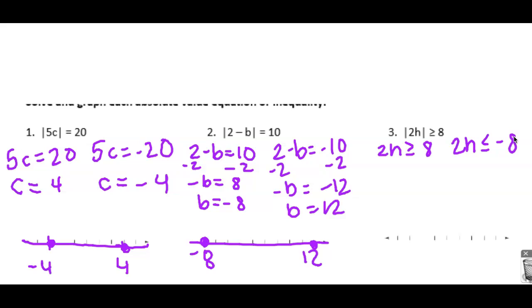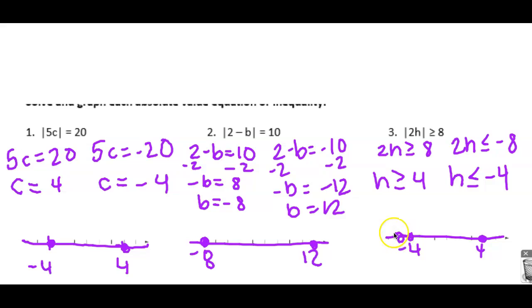Solve both sides for h, so you divide by 2, and we get h is greater than or equal to 4, or h is less than or equal to negative 4. So very similar to number 1, in that we have 4 on my number line and negative 4 on my number line. And both, again, are solid points because it's greater than or equal to or less than or equal to.